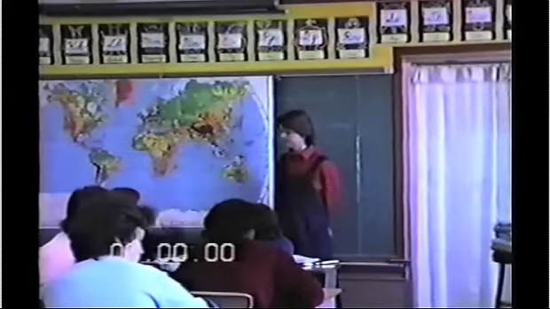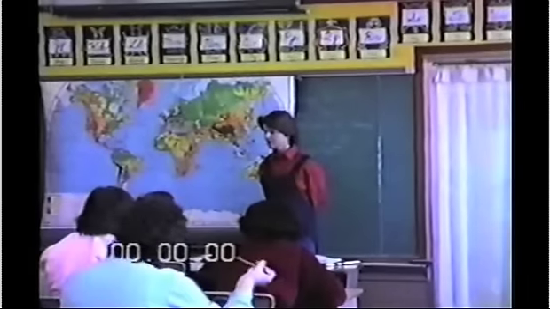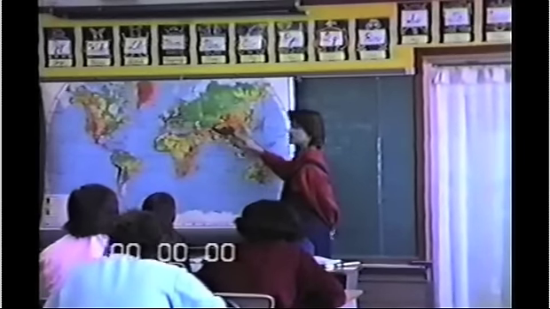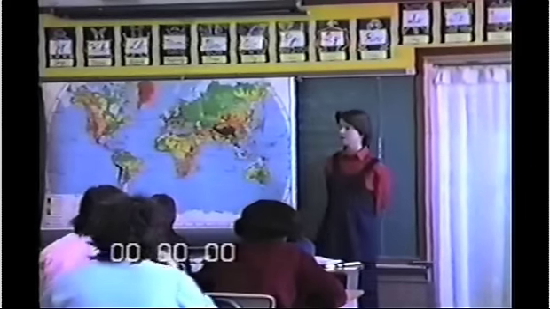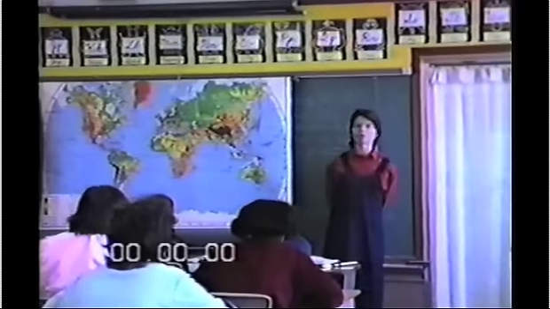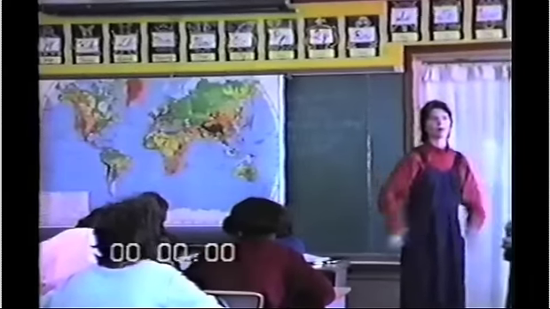All right? The plate boundary line goes right along with the Himalayan mountain range. All right? What do we call the mountains that are formed when plates collide? Anyone?